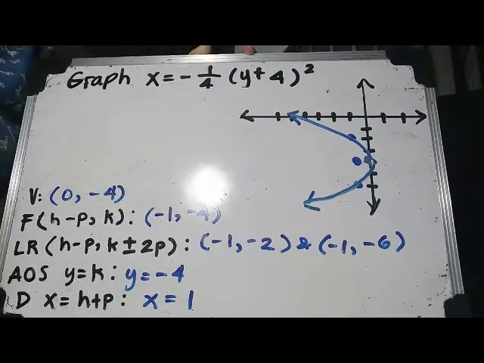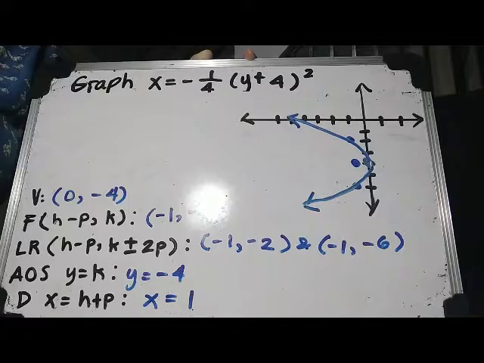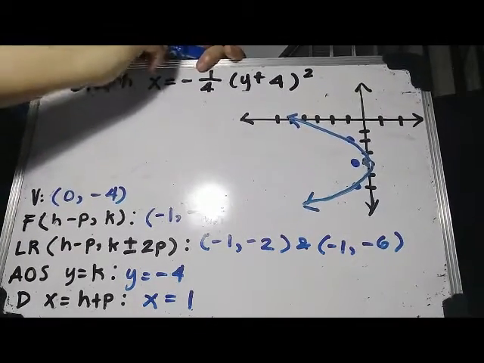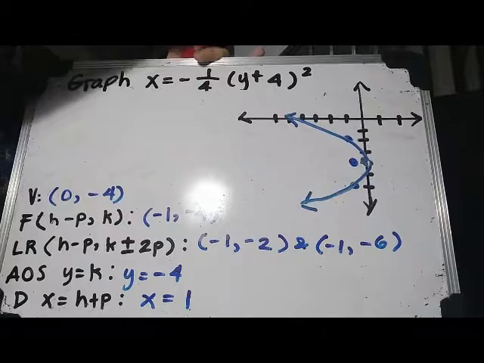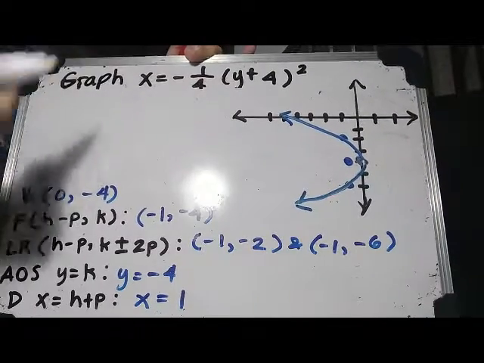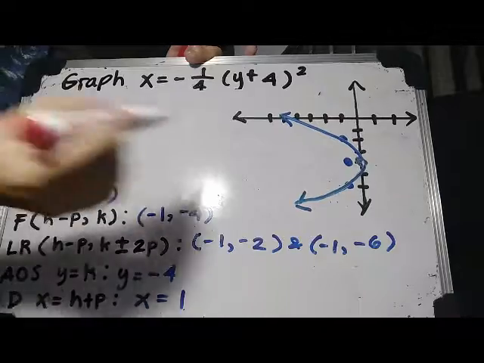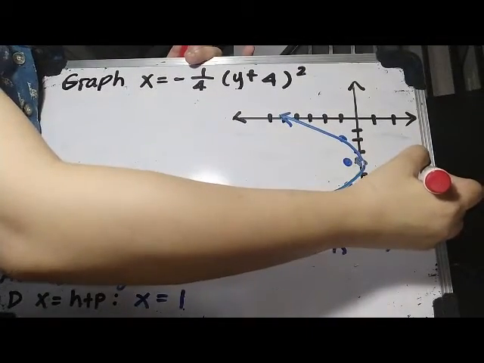And then next, let's draw the line, axis of symmetry, which is y equal to negative 4. It will be passing through the y-axis at negative 4, and since it is the axis of symmetry, it's going to pass through the vertex and the focus, and it's going to divide the parabola into symmetrical parts. So it's going to be here.